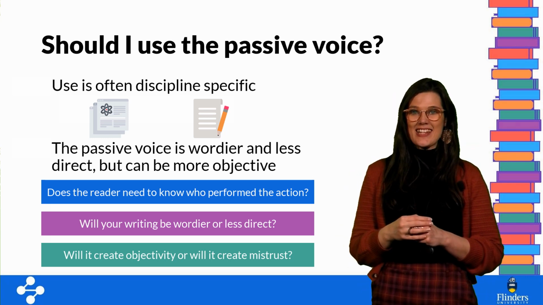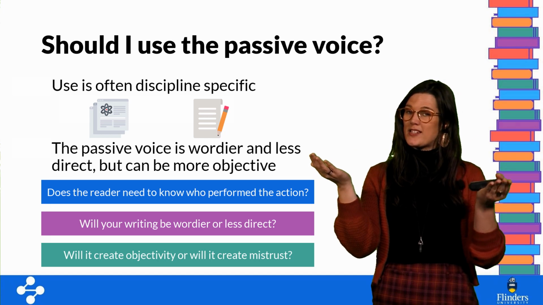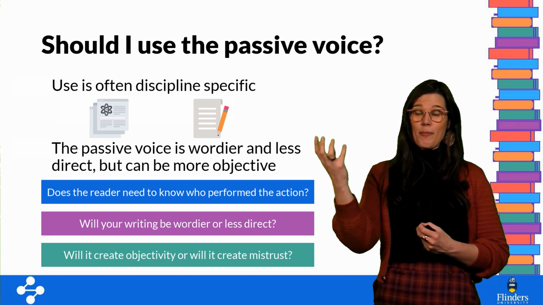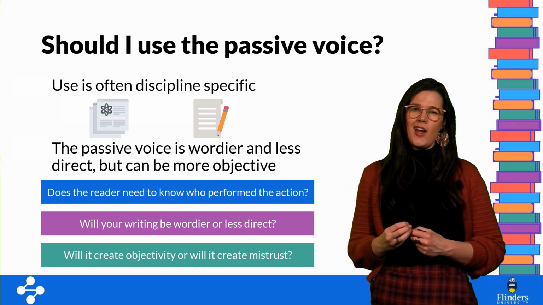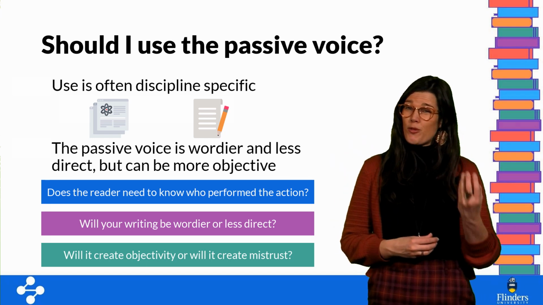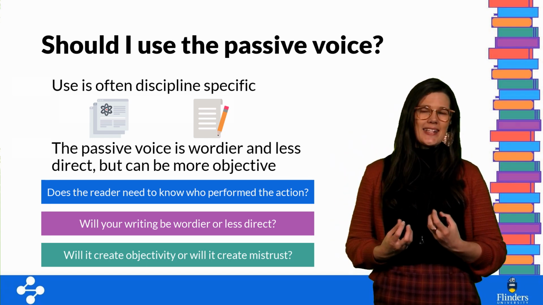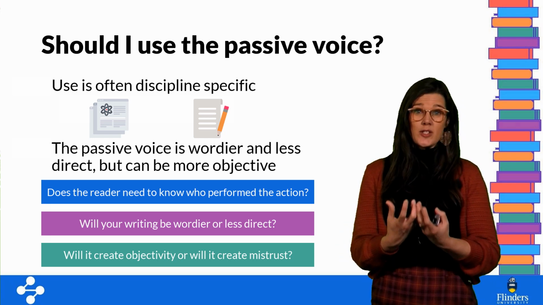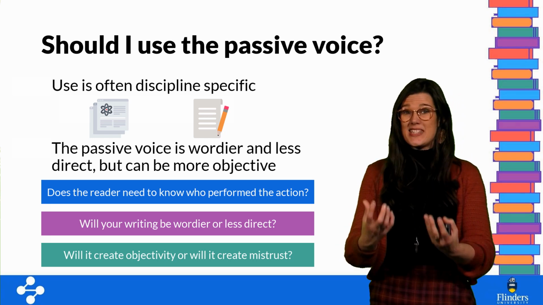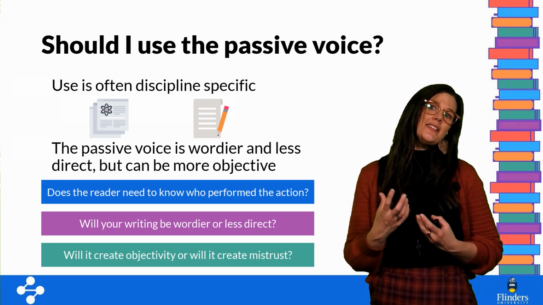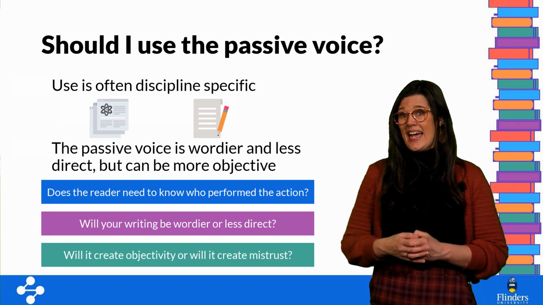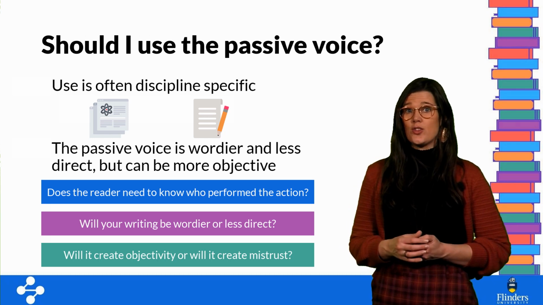Again, if I take that example of a lab report versus reflective writing, the passive voice in a lab report is going to maintain that tone of objectivity. Whereas the passive voice in reflective writing might create a sense that you don't want to take responsibility for the mistakes that you made or for beliefs of yours or things that might have changed in your practice. And that might create a sense of mistrust in your reader.